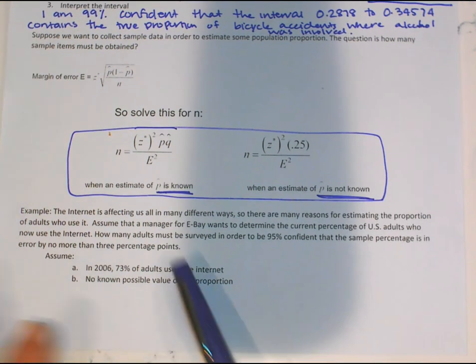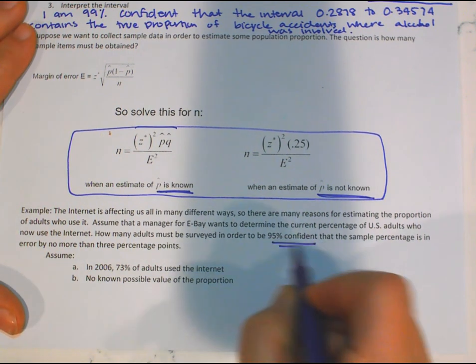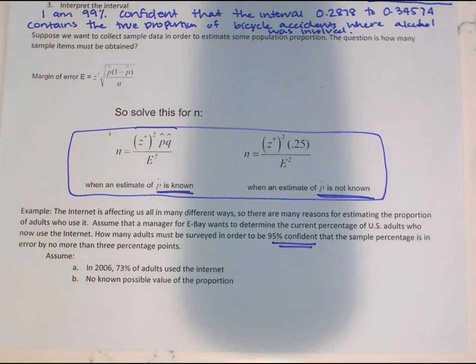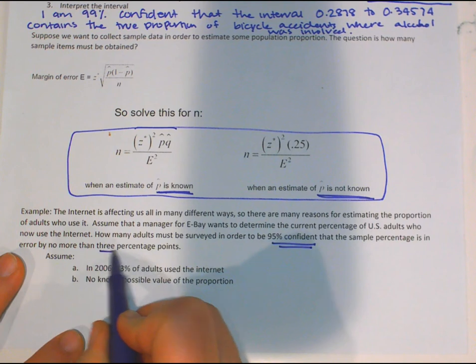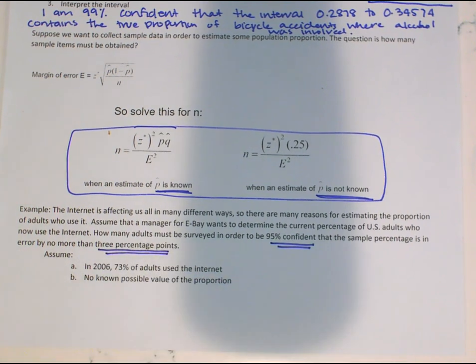So it says the internet is affecting us all in different ways, so there are many reasons for estimating the proportion of adults who use it. Assume that the manager for eBay wants to determine the current percentage of U.S. adults who now use the internet. How many adults must be surveyed in order to be 95% confident that the sample percentage is in error by no more than 3 percentage points? So this is kind of the information that we need.